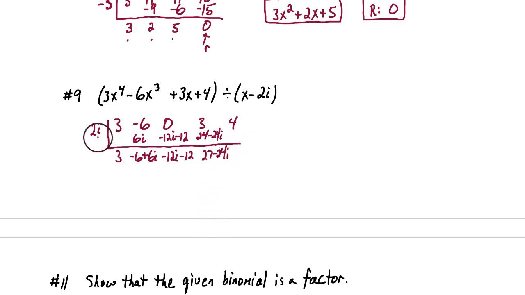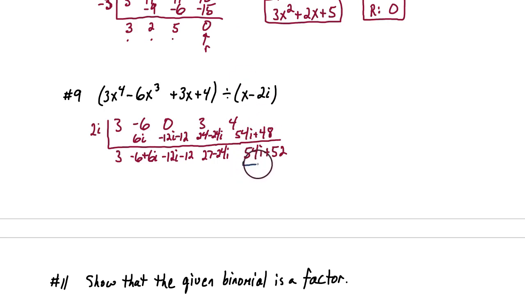Now multiply that to the 2i. 27 times 2i is 54i. Negative 24i times 2i is negative 48i squared, and that makes positive 48. Let's add this to the 4. So we have 54i plus 52.